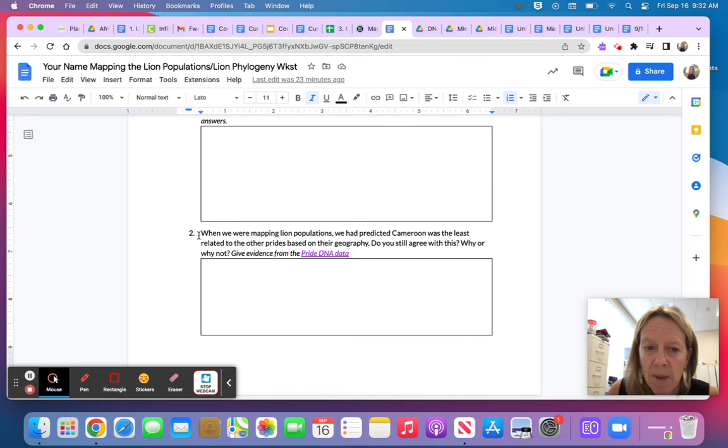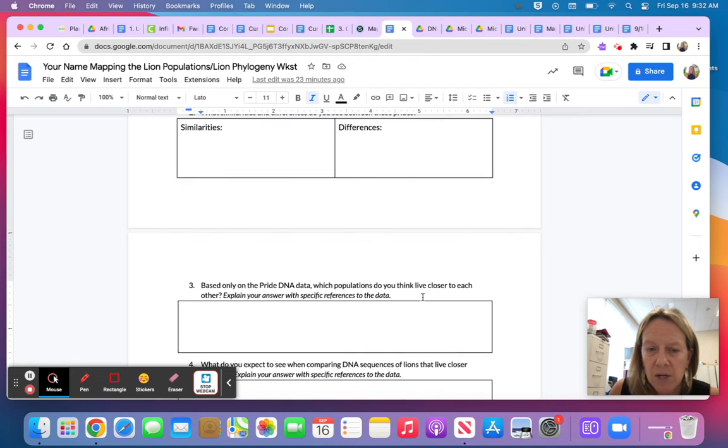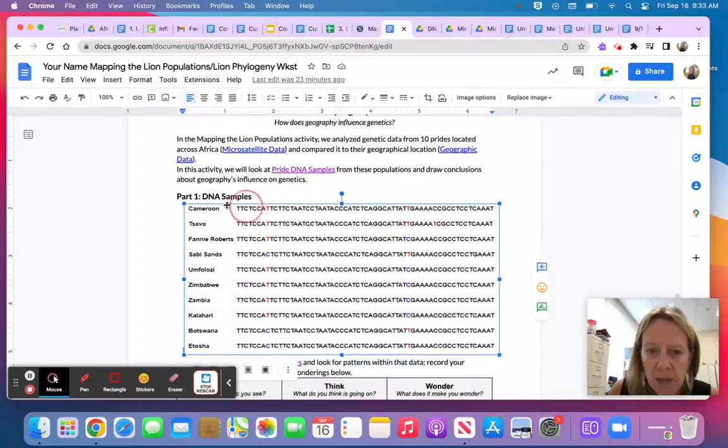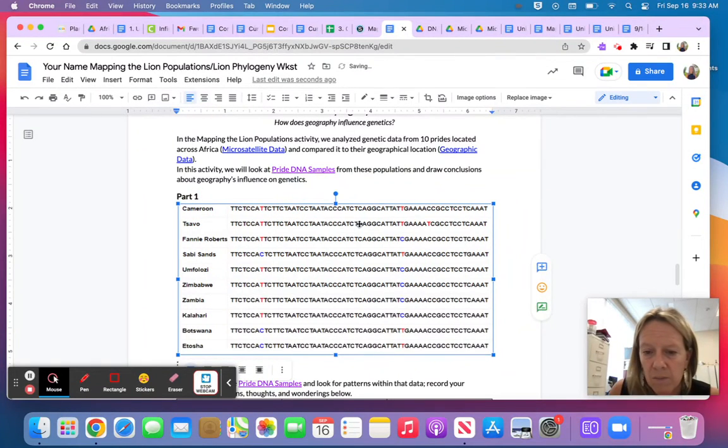Number 2 says, when we were mapping lion populations, we had predicted Cameroon was the least related to the other prides based on their geography. Based on the DNA, do you still agree with this? Why or why not? So take a look at Cameroon up here, right? The top one. And when you look at DNA, what do you think? Similar? Different? Who knows?